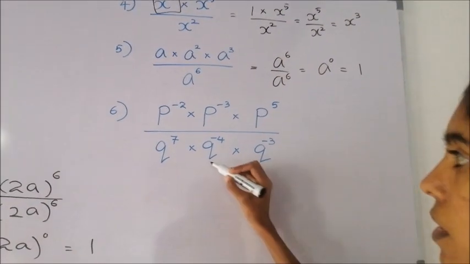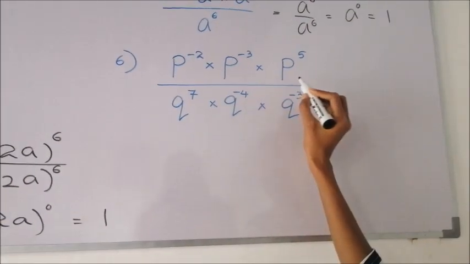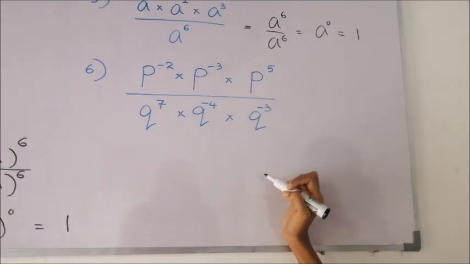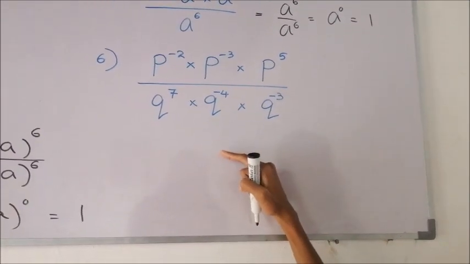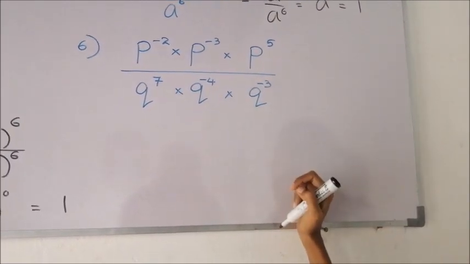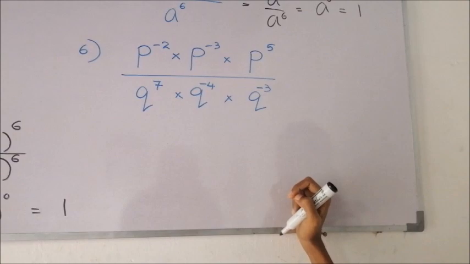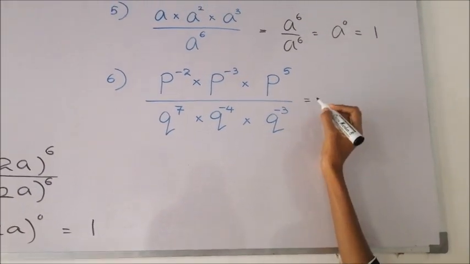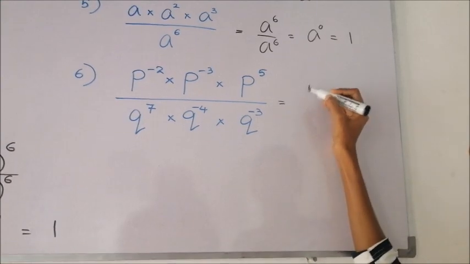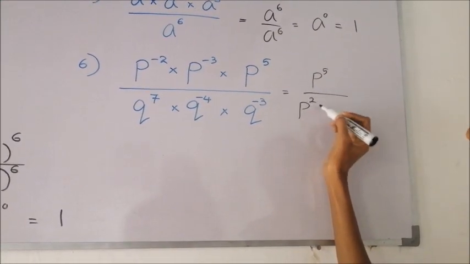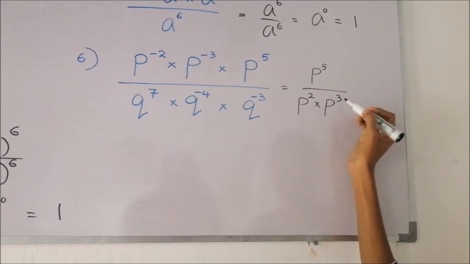Next, see, same bases can be seen, but see the indices here, they are minus. Down in the denominator also we can see same bases, but these two are minus indices. Firstly we will make all these negative indices as positive indices. First step, keep p to the power 5 up, bring those p squared and p cubed down.